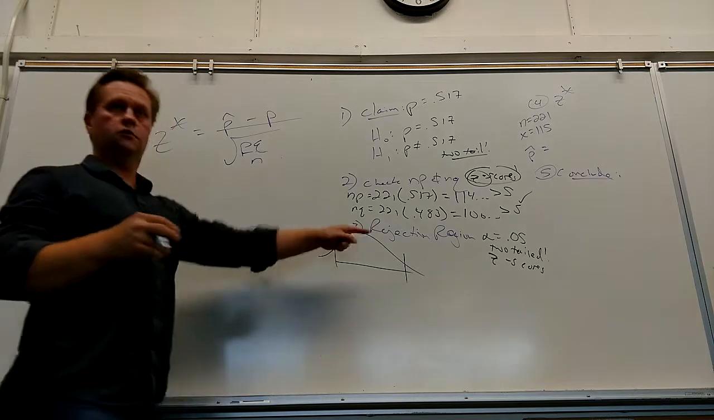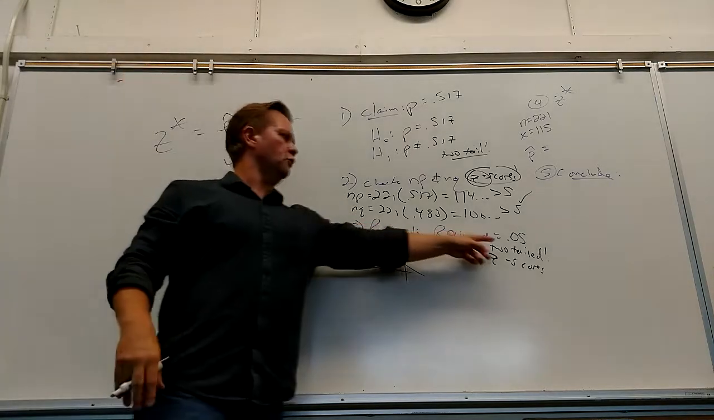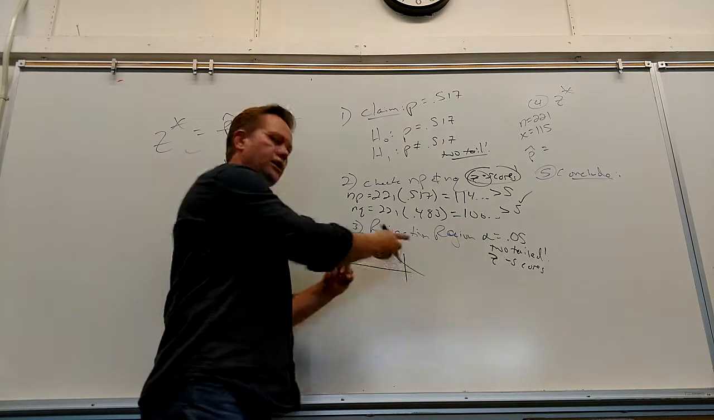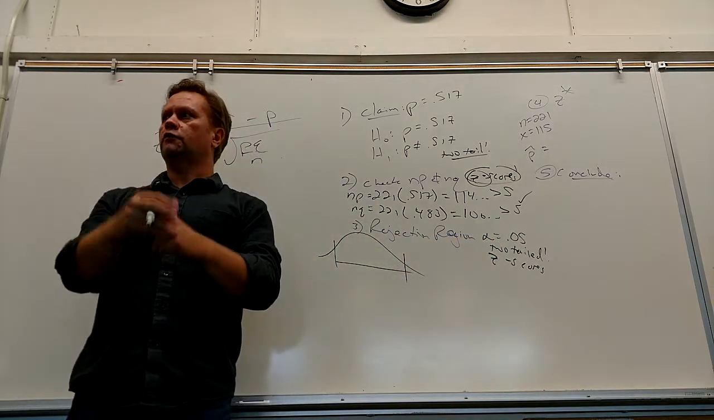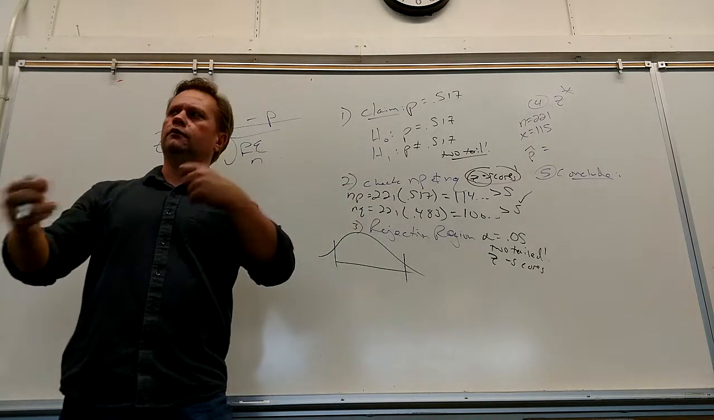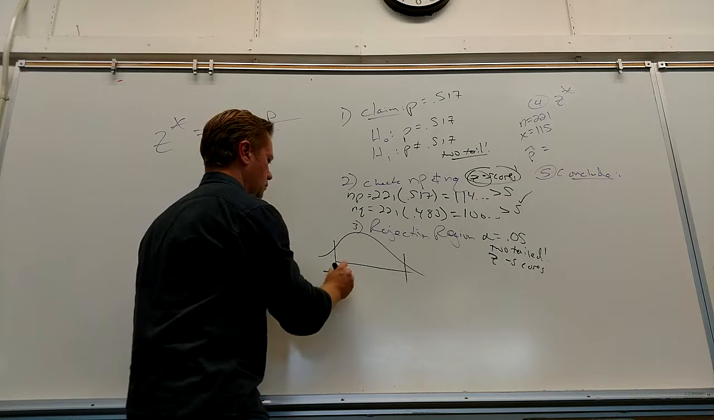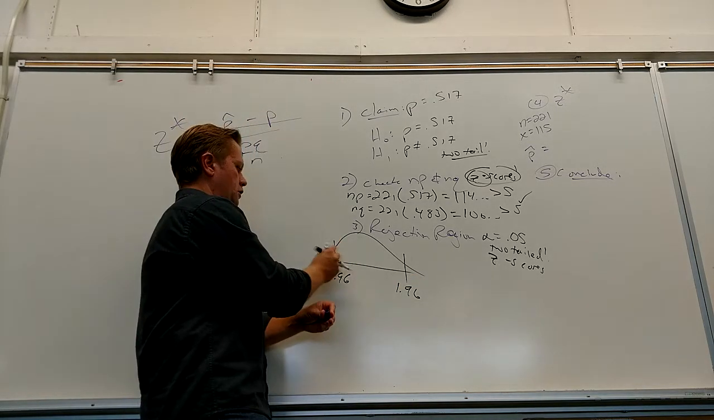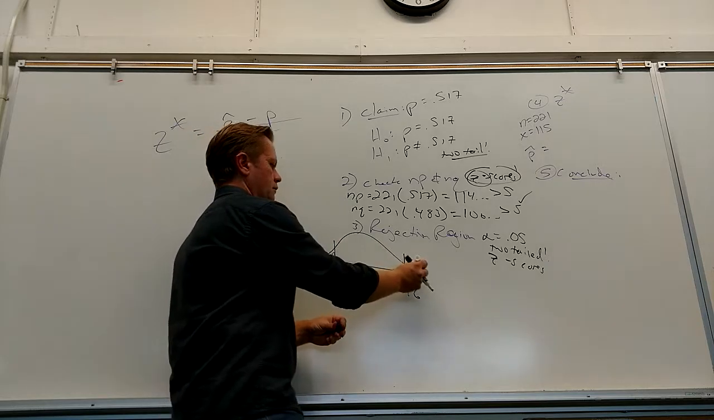Two tails, right? Two tails? So somebody help me out. What confidence interval is this related to? 95%. 95% confidence interval, 1.96. 90% would be 1.645. Right? So there's my rejection region. This is what far enough away is.